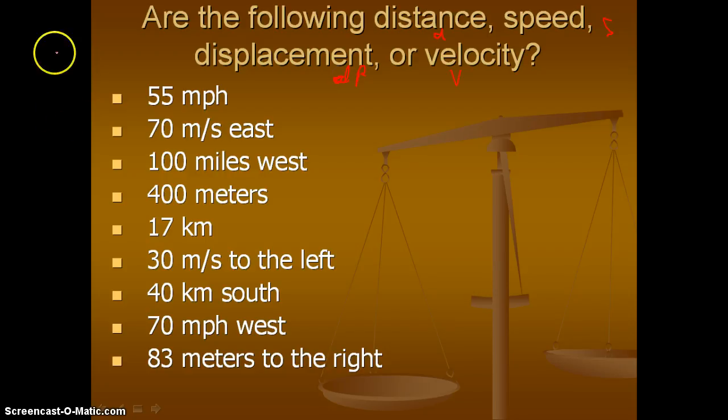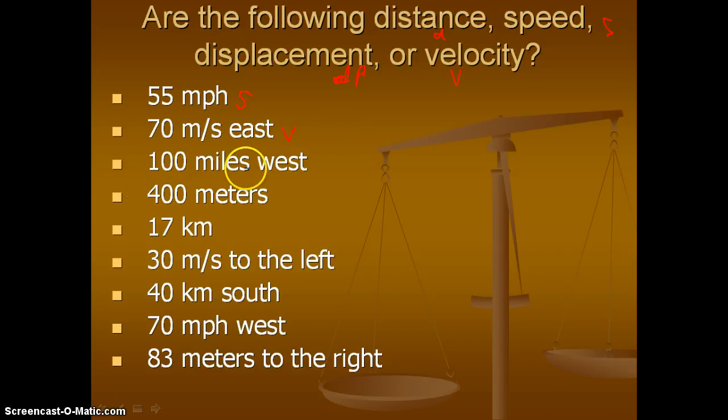Alright, this first example here, 55 mph, stands for miles per hour. So miles per hour, that contains a time unit, so it has to be speed rather than distance. There is no direction given, so it has to be speed. See if you can do this next one on your own. Pause the video if you have to. 70 meters per second east, so meters per second, that's speed. East is a direction. We've got speed with direction here, so it's going to be velocity.